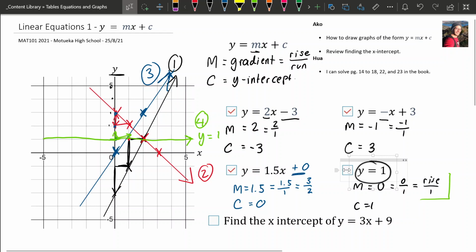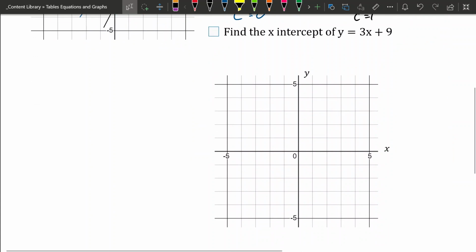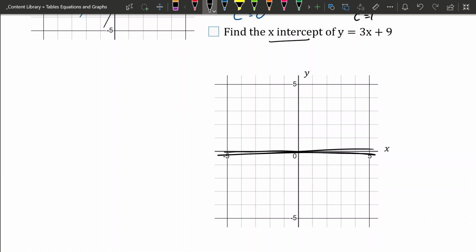Okay, the last question here is a bit different. You want to find the x-intercept of this equation here. So I've got a whole other graph for this. What does it mean to find the x-intercept? Well, the x-intercept's this line right there. And that line there is precisely when y is 5, 4, 3, 2, 1, 0. So the x-intercept is just when y is 0. So you just want to change this equation to make y 0 and solve it.